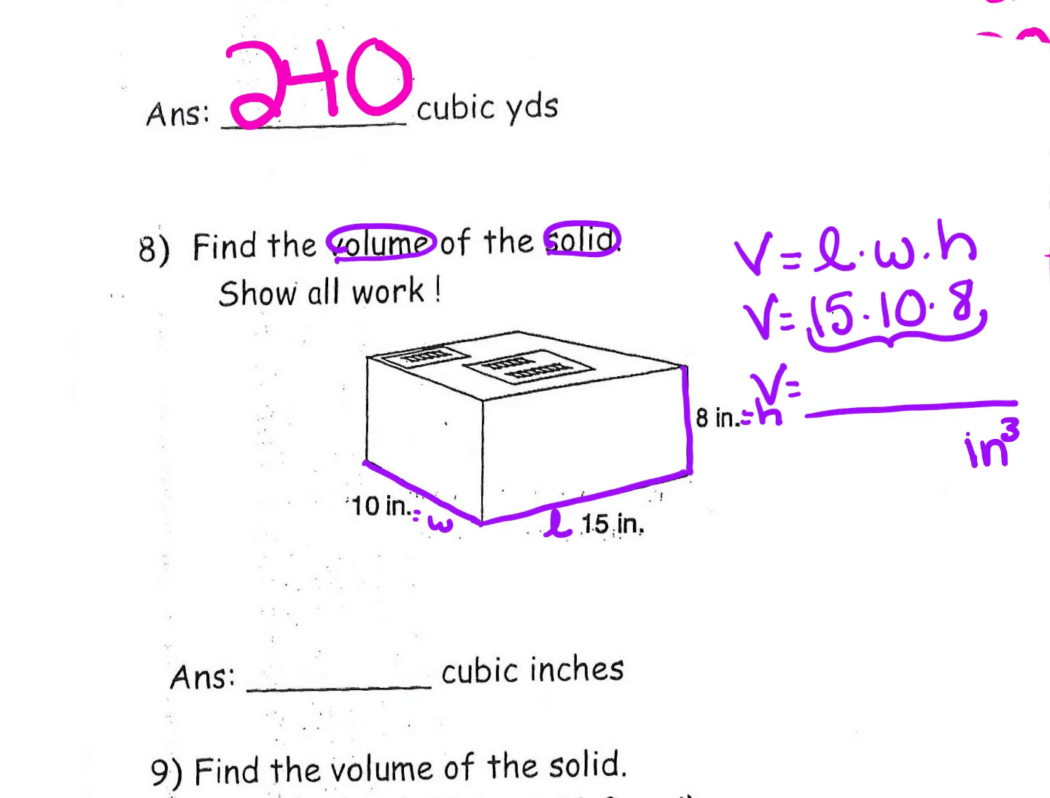Pause, please. You should have gotten 1,200 cubic inches. Please write that on the line. Make sure you have the 3 steps shown on your paper. Let's move on to problems 9 and 10.